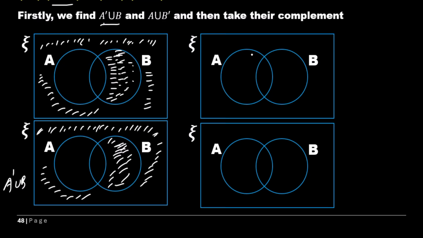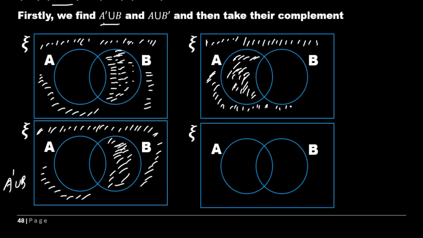Now next we find A union B complement. B complement means everything other than B. This includes this portion of A and this portion of the rectangle, inside the rectangle and outside the circles. So this represents B complement. And when you take A union B complement, this represents A union B complement.